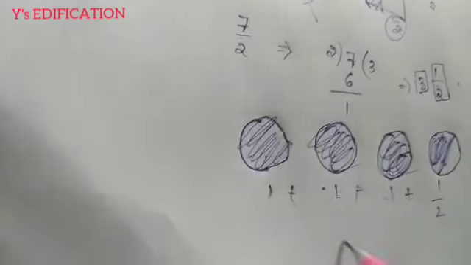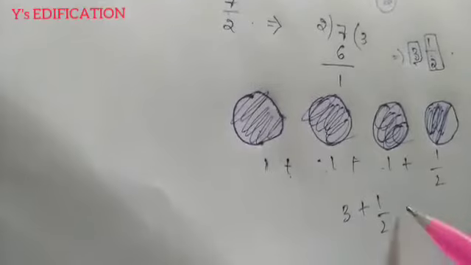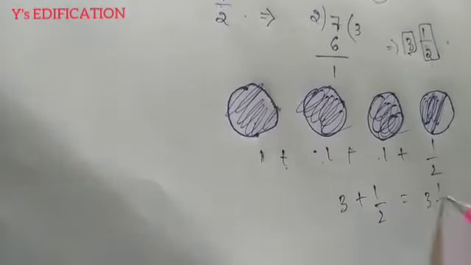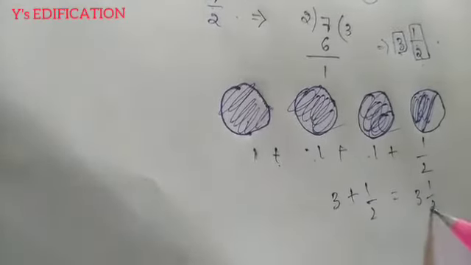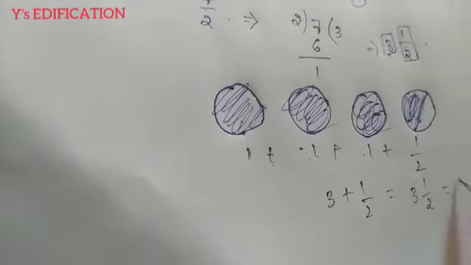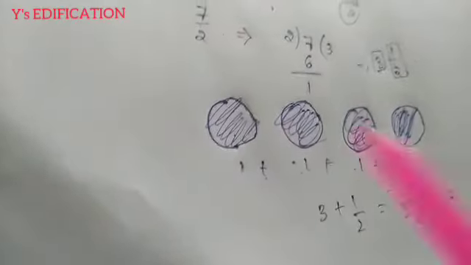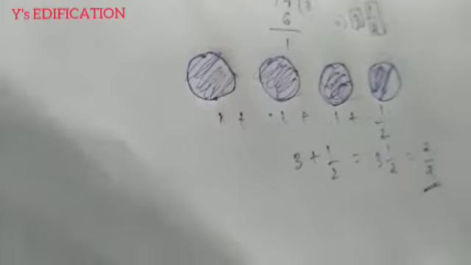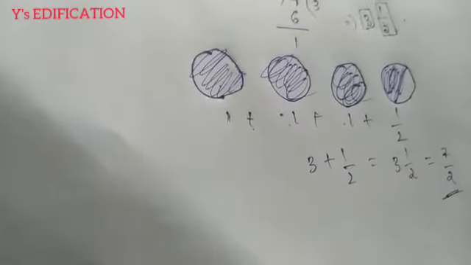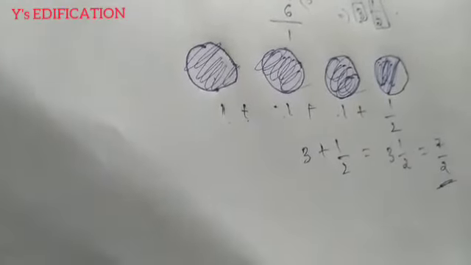This is 1, 2, 3. 3 plus half. Okay, 3 plus half is 3 and a half. When we convert this mixed fraction to a fraction, it will become 2 into 3 is 6, 6 plus 1 is 7 by 2. So I have shaded 7 by 2 parts. In this way, we try to show the improper fraction in a figure.